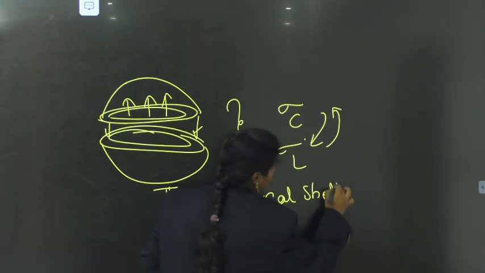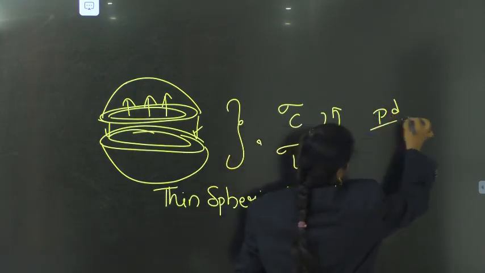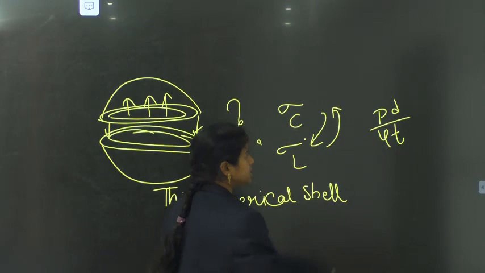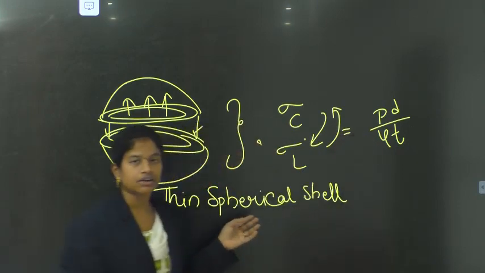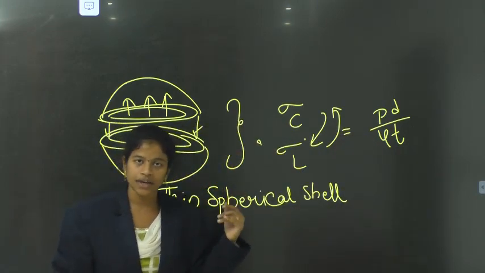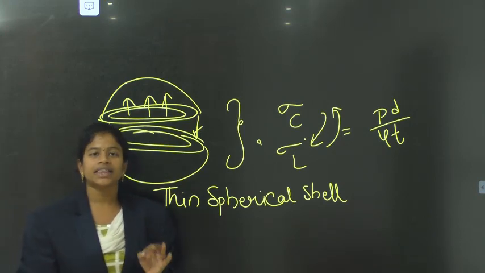And we got the output as PD by 4T. So in this way, sigma C is equal to sigma L is equal to PD by 4T, the formula we have got. Now we went into thick cylinders.